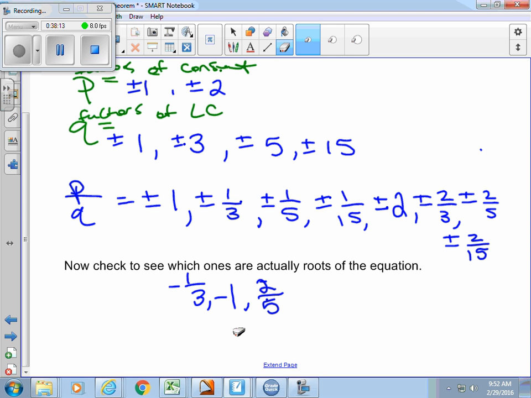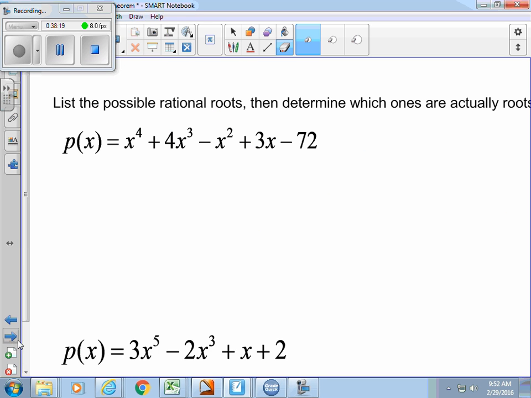There can be at most 3 answers, right? Because it's a cubic. So I found all 3, I'm done. Okay. List the possible rational roots and determine which ones are actually rational roots. So same question, 2 and 1. List the possible and then determine which ones are actually roots.